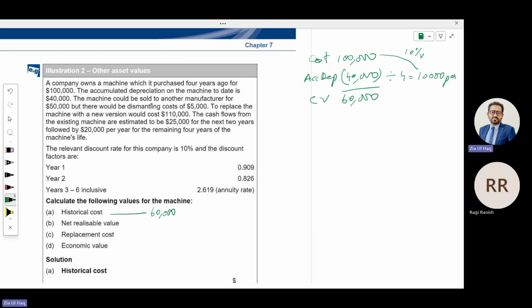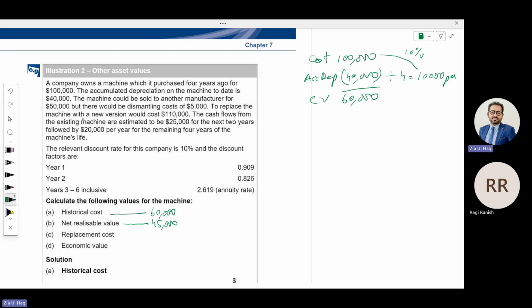The machine could be sold to another manufacturer for 50,000, but there would be a dismantling cost of 5,000. So using net realizable value, what is the value? 45,000: 50 minus 5.